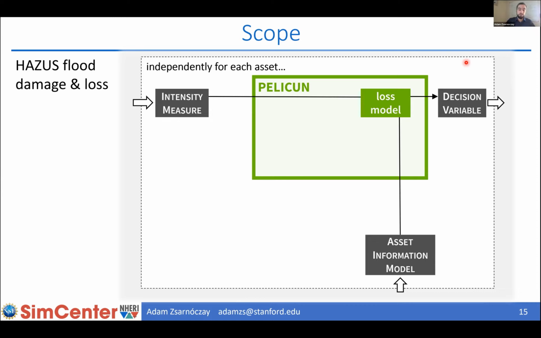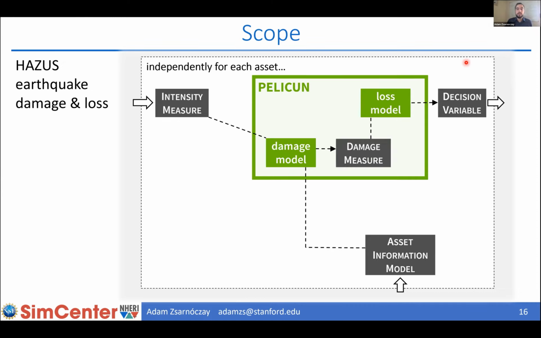We can go one step above this by introducing damages in the process. This is something like the earthquake damage and loss model in HAZUS. We start with an intensity measure and have a damage model. First, we have some damage states identified, and then given the damage states, we arrive at losses, which are going to be described by decision variables.